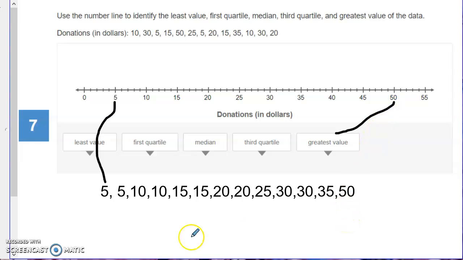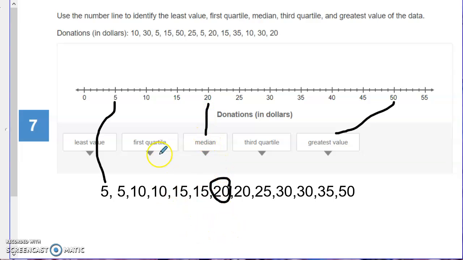So now first my median. There are 1, 2, 3, 4, 5, 6, 7, 8, 9, 10, 11, 12, 13 numbers here. So to split them in half, that means that there would be 6 numbers on each side. So 1, 2, 3, 4, 5, 6. 1, 2, 3, 4, 5, 6 means my middle value here is going to be 20. So my median is 20.